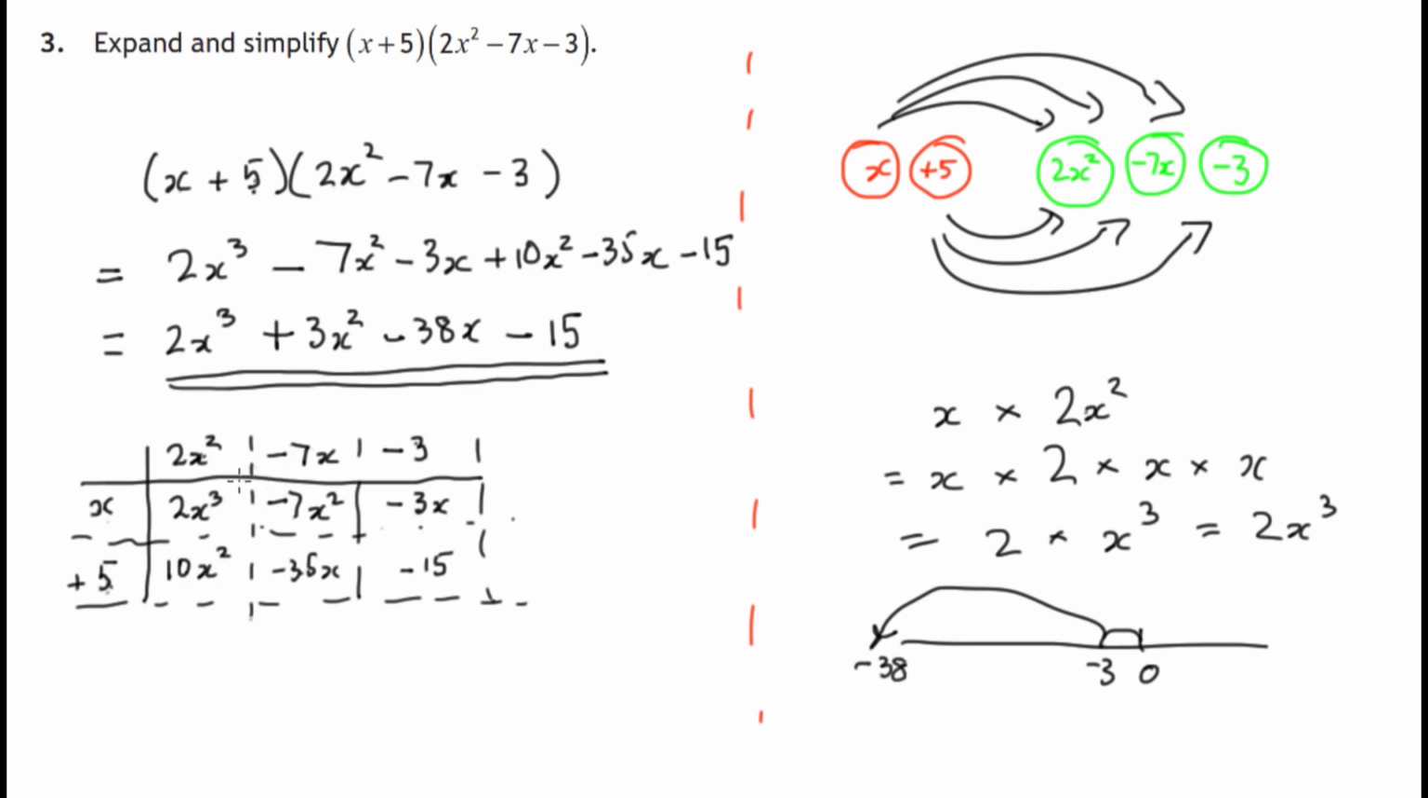So the answer, in this way, it's sometimes easier to see the similar terms that you're combining. There's your 2x cubed. And then along this diagonal, there's your 10x squared minus 7x squared, giving us 3x squared. And along this diagonal, minus 35x and another negative 3x. That's negative 38x. And then the constant term at the end, negative 15. So whichever way you fancy doing that, the answer is 2x cubed plus 3x squared minus 38x minus 15.